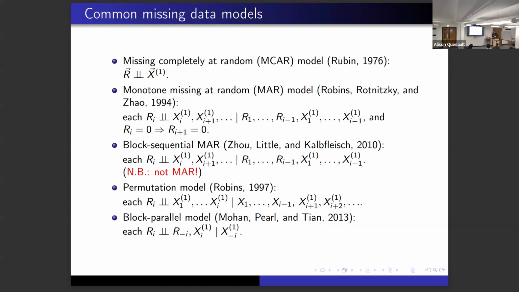Okay, then there is block sequential MAR from the Zhou, Little, and Kalbfleisch paper. I really hate that name because it's not a MAR model, it's actually MNAR, which is a terrible name for an MNAR model. Because if you call something block sequential MAR, it makes you think it's a special kind of MAR, but that's not what it means. Okay, so it's actually the same as independence as in the previous model, but without monotonicity. And it turns out once you lose monotonicity, it stops being MAR for interesting reasons.